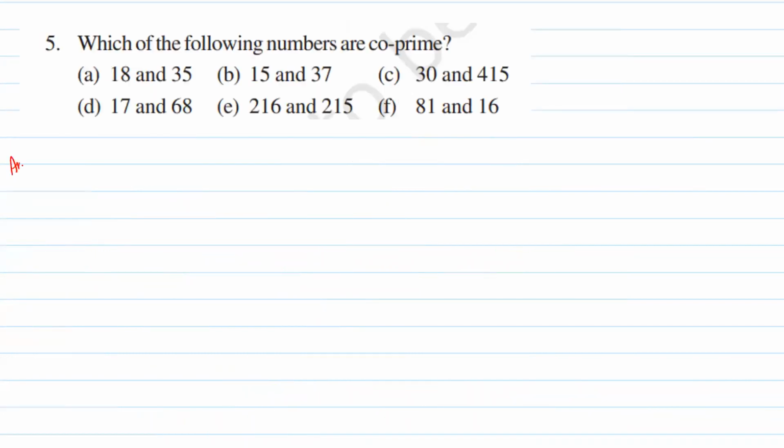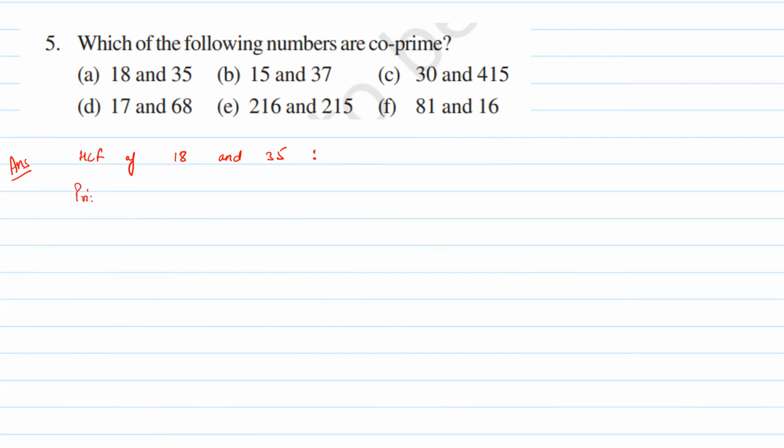Coming to the fifth question, which of the following numbers are co-prime? What are the co-prime numbers? Co-prime numbers are those numbers which have HCF as 1, meaning the highest common factor is 1. So, HCF of 18 and 35 you have to find.